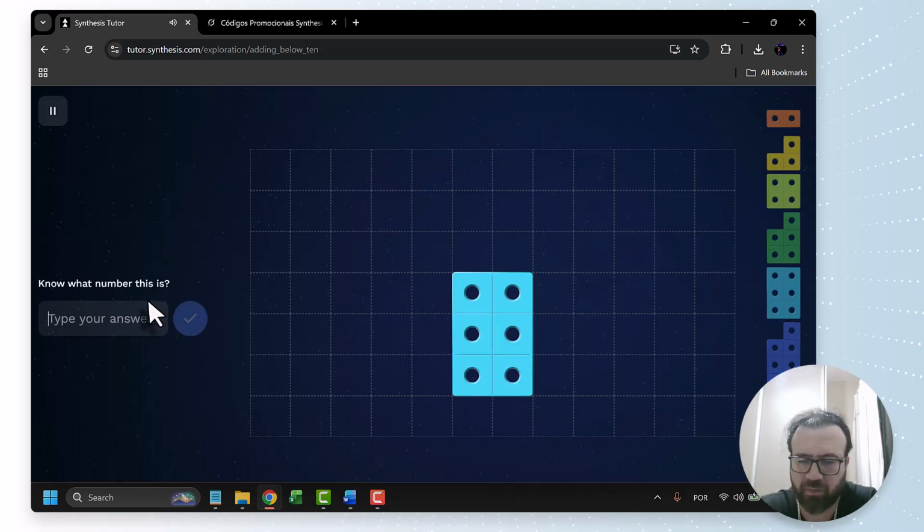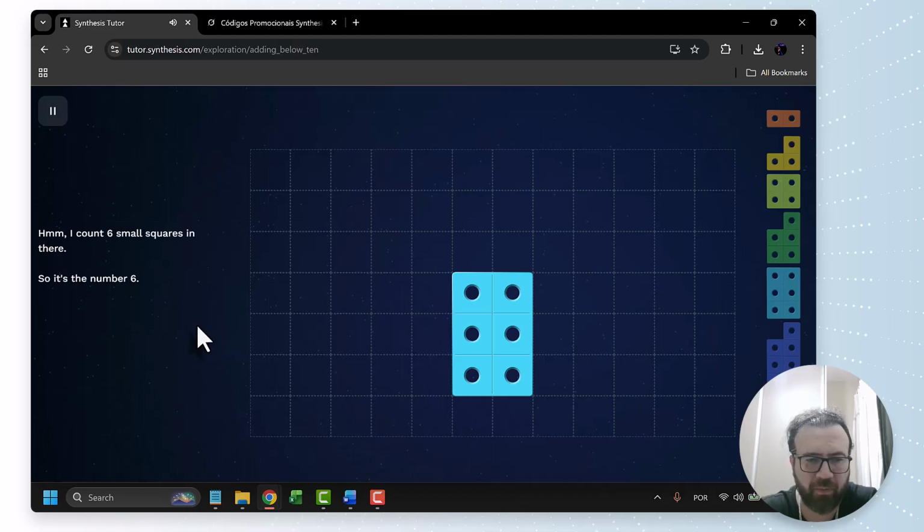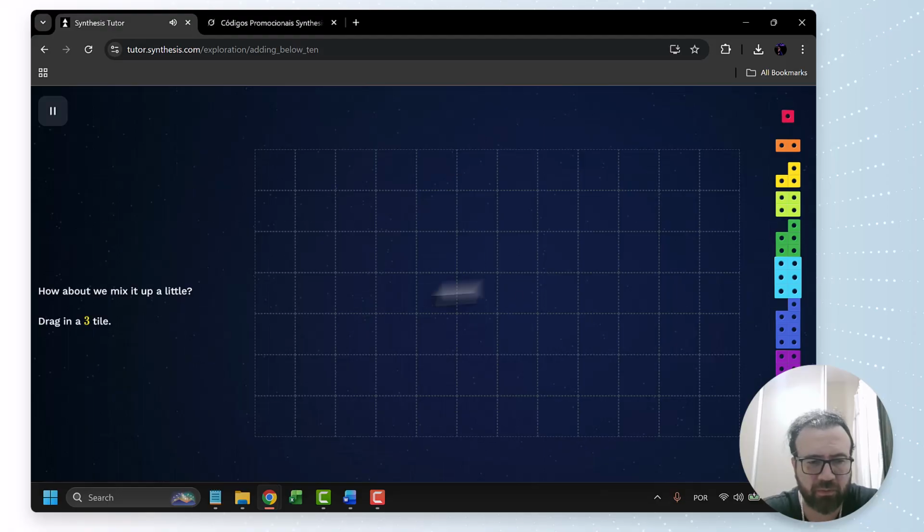Know what number this is? 4. I count 6 small squares in there, so it's the number 6. How about we mix it up a little? Drag in a 3 tile. That's a 1. Try again. Drag in a 3.